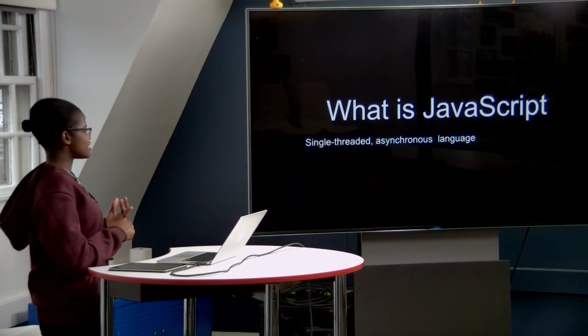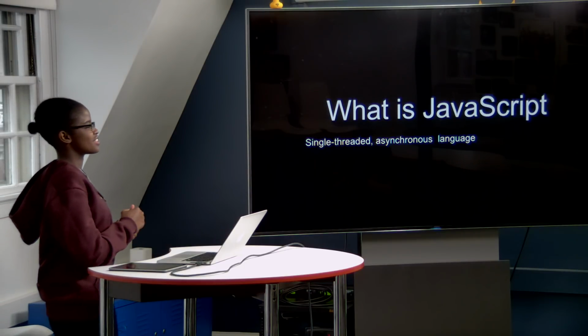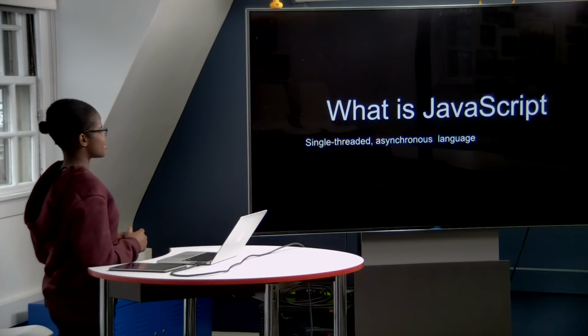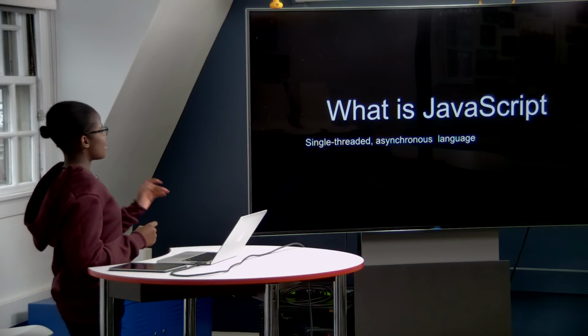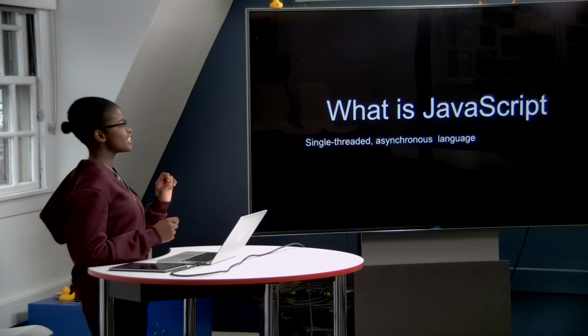Finally, I want us to look at single-threaded asynchronous. When I asked the question, what is JavaScript? I mentioned single-threaded asynchronous language, and like I said, I didn't go into detail then. We'd come to it, and now we have come to it. So now the question is, what does it mean when someone says JavaScript is single-threaded? What does it mean when someone says JavaScript is an asynchronous language?